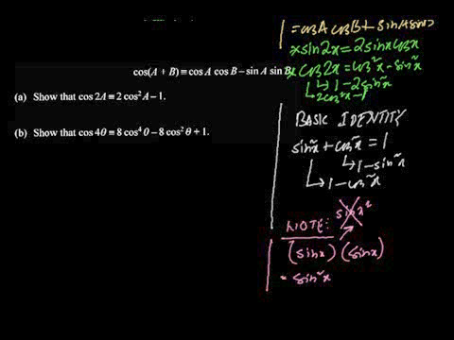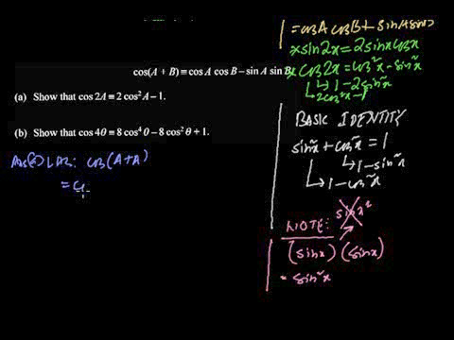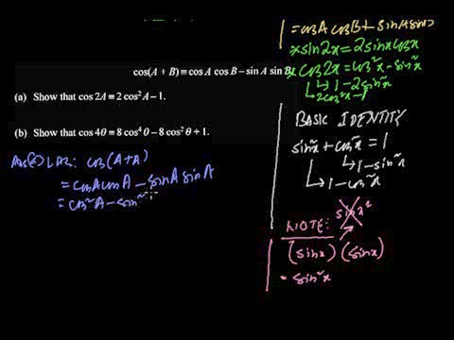If we do this for A, the left hand side, cos 2A, is going to be cos(A+A), so equals cos cos minus sin sin. So this is going to be cos A cos A minus sin A sin A. They're the same angle, so this is cos squared A minus sin squared A, but of course we have to prove it in terms of cos squared this time.